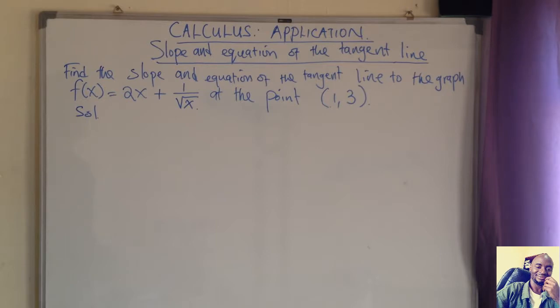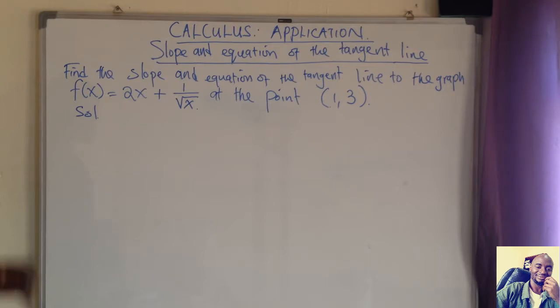So the question that we want to look at in this video is: find the slope and the equation of the tangent line to the graph f of x is equal to 2x plus 1 over square root of x at the point (1, 3).